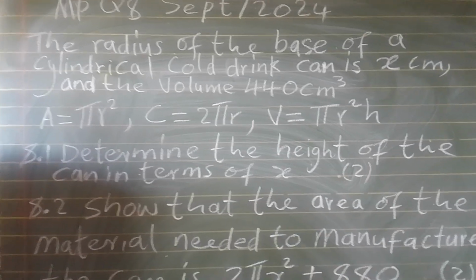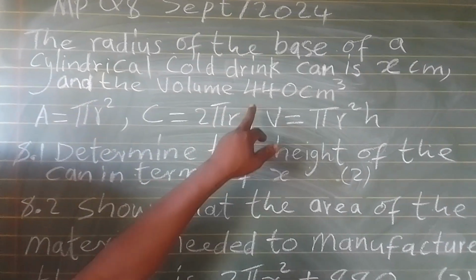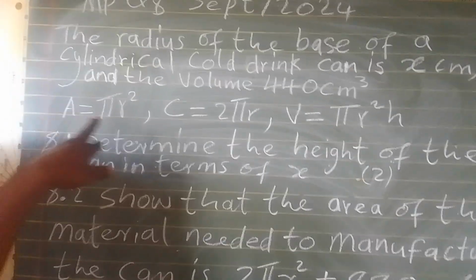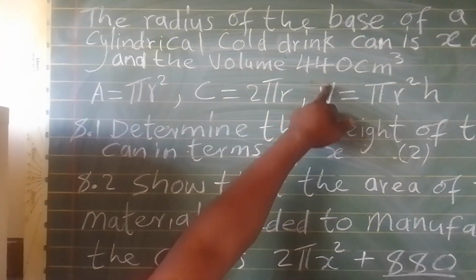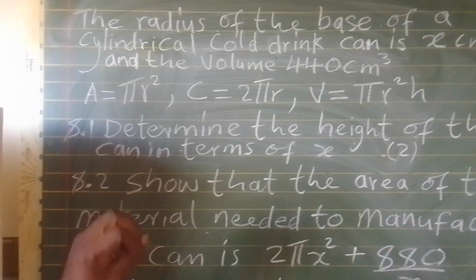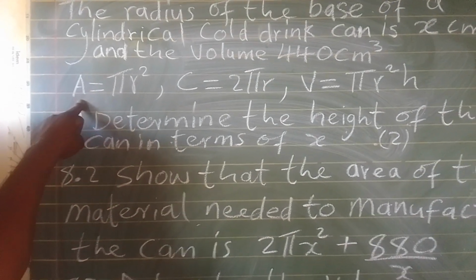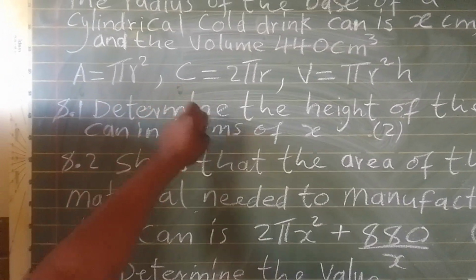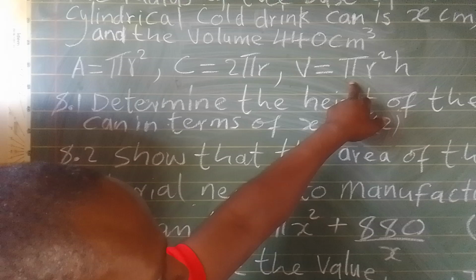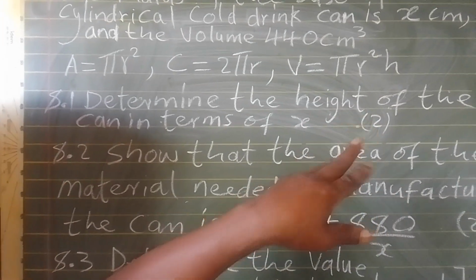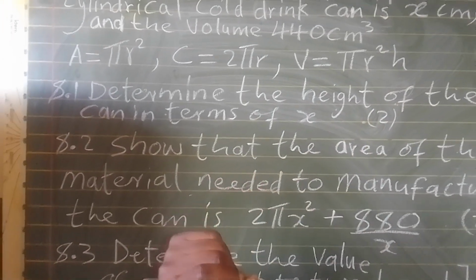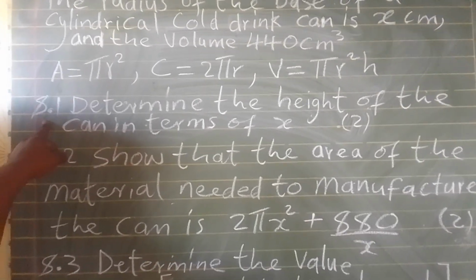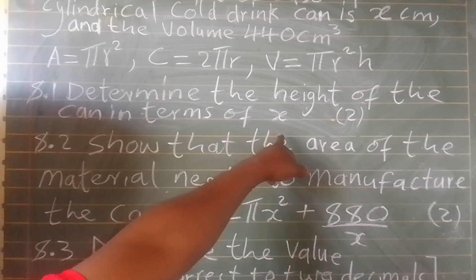The radius of the base of a cylindrical cold drink can is x centimeters and the volume is 440 cm cubed. The area is equal to pi r squared. The circumference is equal to 2 pi r, and the volume is equal to pi r squared h. Question 8.1 says determine the height of the can in terms of x, for 2 marks.